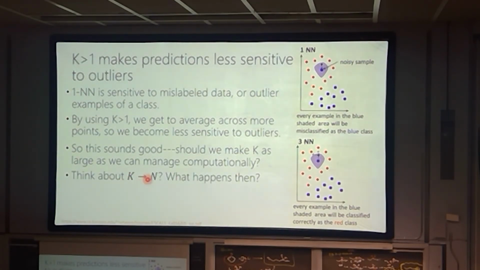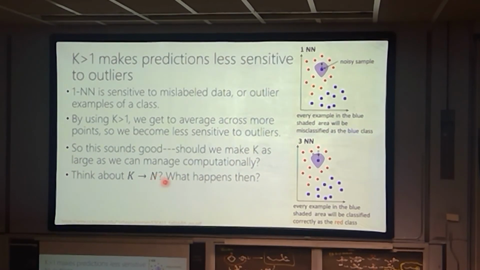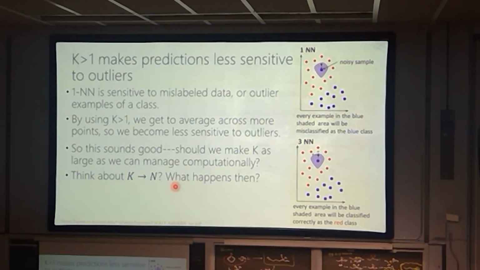Here's a thought experiment. Take k to be the number of data points, minus 1 because you can't choose yourself. So think it through. What's going to happen? Everybody take about 20 seconds to think about what will happen to k nearest neighbors if I always let it use all the other data points, and then I do a hard vote. You're either 0 or 1 after the vote.